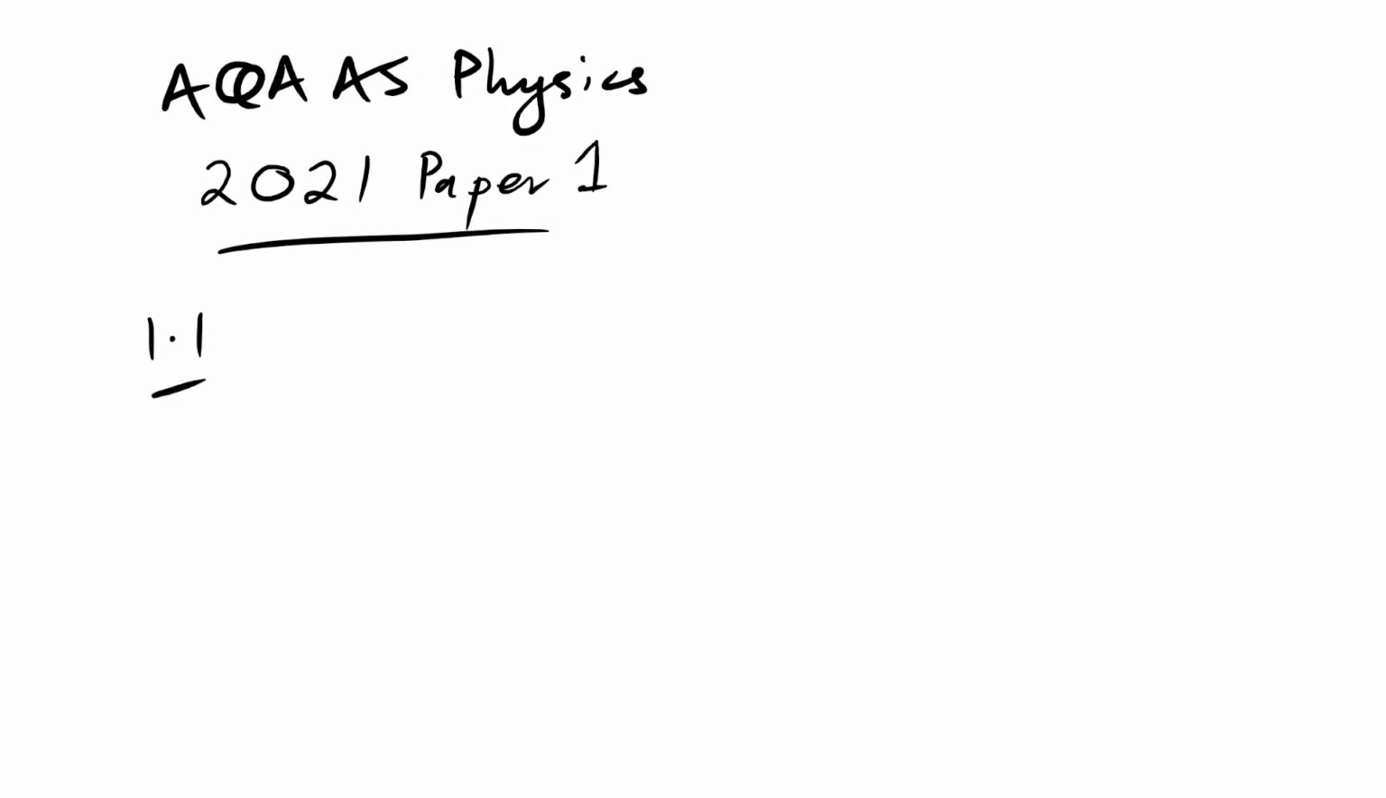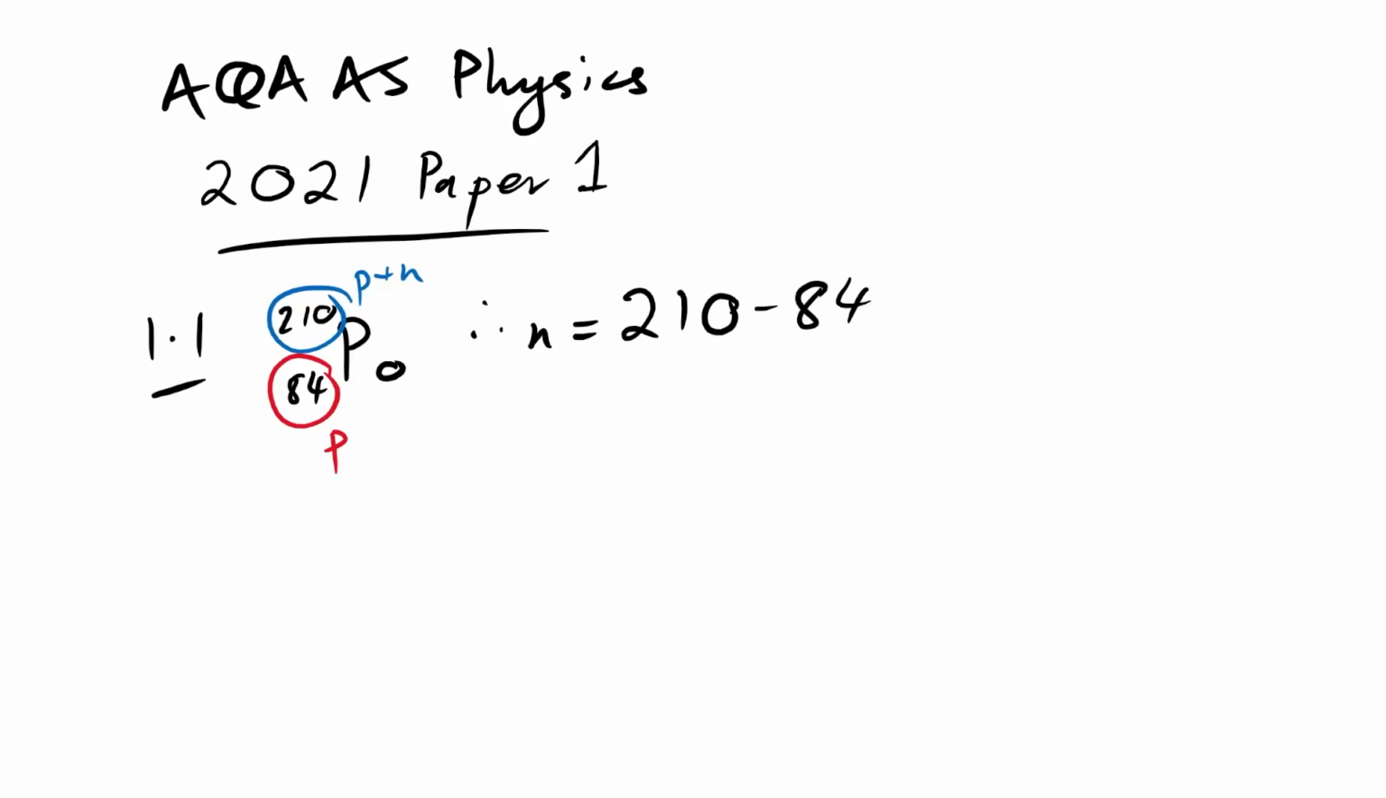1.1, how many neutrons are in polonium-210? Well, we know that this is protons down the bottom, this is protons and neutrons. Therefore, the number of neutrons is just going to be 210 take away 84. That gives us 126.